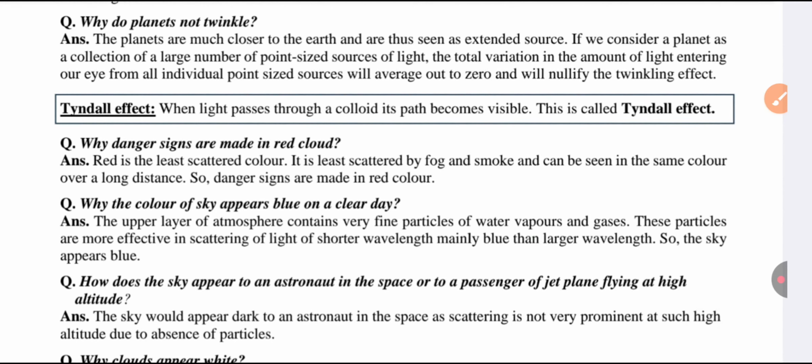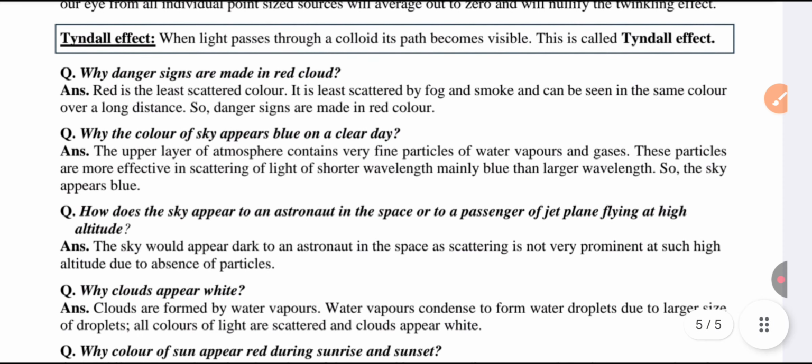Why do planets not twinkle? The planets are much closer than stars and are thus seen as extended sources. If we consider a planet as a collection of a large number of point-sized sources of light, the total variation in the amount of light entering our eyes from all individual point-sized sources will average out to 0 and will nullify the twinkling effect. So Tyndall effect is also very important.